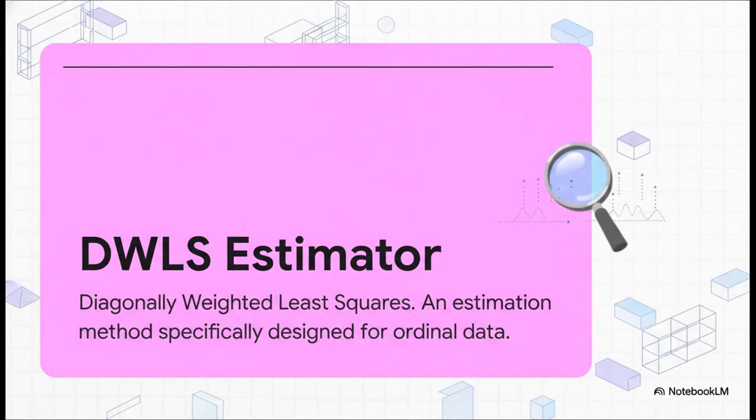First up, the estimation process. Instead of just going with the default, which is usually maximum likelihood, best practice for ordinal data, our Likert scales, is to use an estimator like diagonally weighted least squares, or DWLS. It's simply the right tool for the job. It was built from the ground up to handle the unique nature of your survey data.